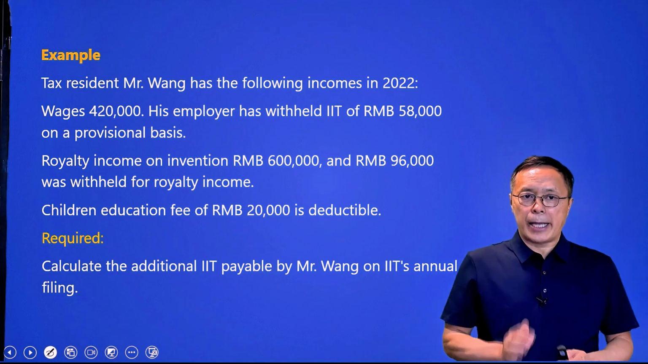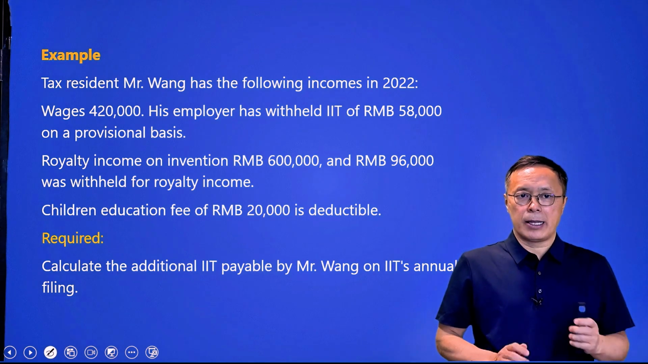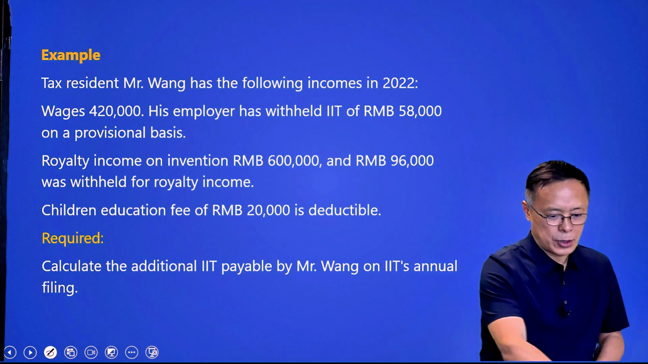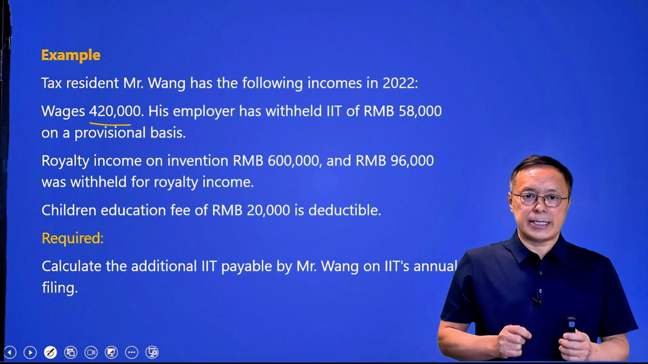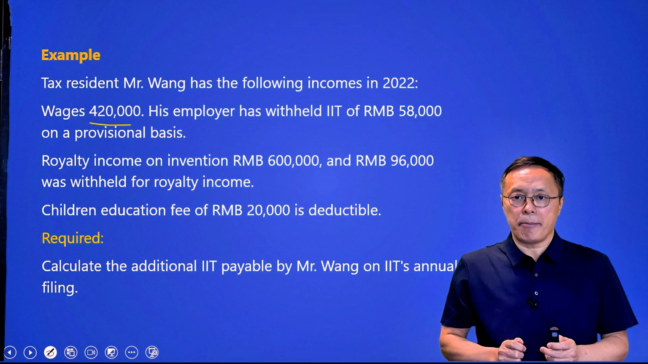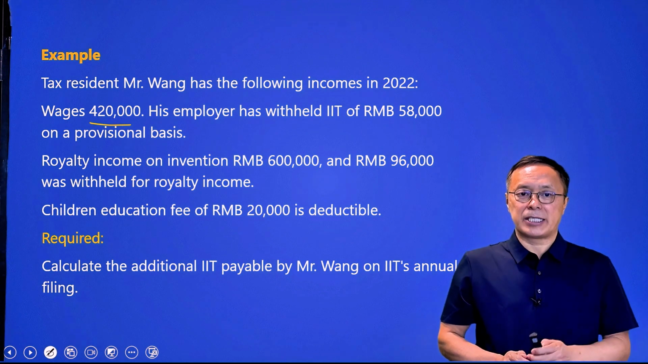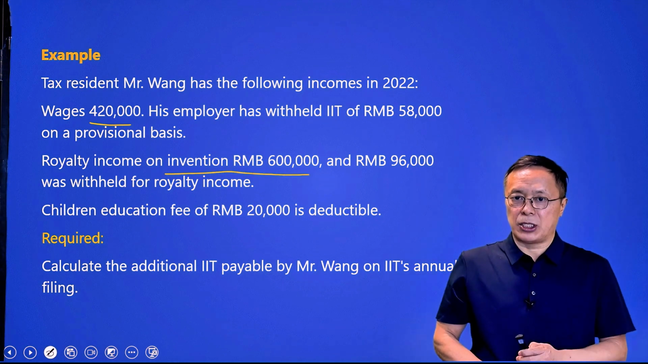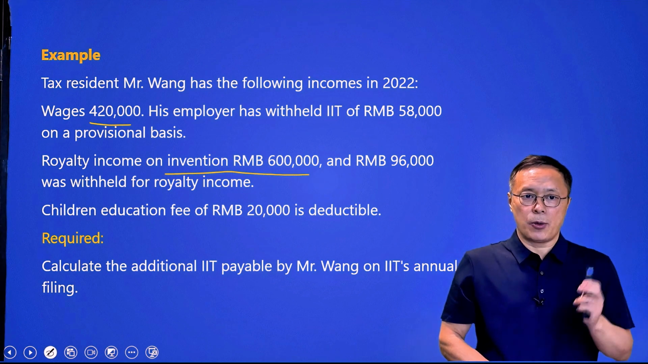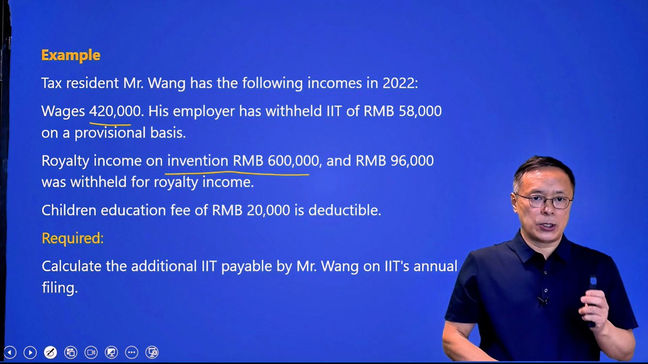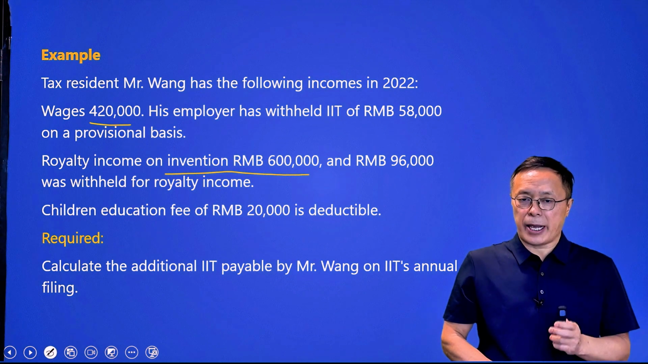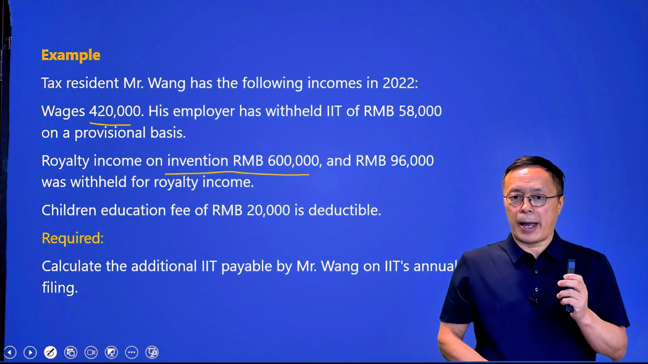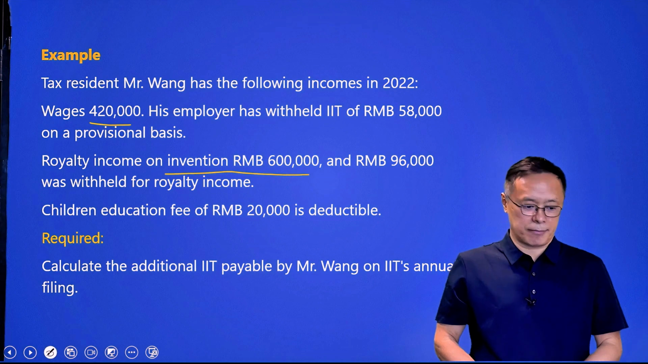Here's an example about annual assessment. In this example, tax resident Mr. Wang had the following incomes in 2022: annual salary of 420,000. His employer has withheld IIT of RMB 58,000 on a provisional basis. Royalty income on invention RMB 600,000, and RMB 96,000 was withheld for royalty income. Children education fee of RMB 20,000 is deductible. Required: calculate the additional IIT payable by Mr. Wang on IIT's annual filing.